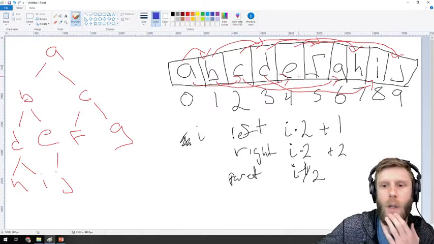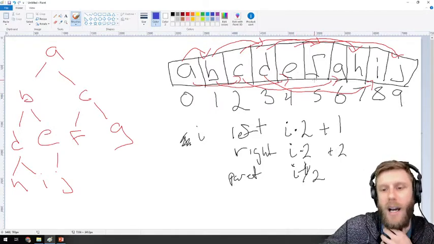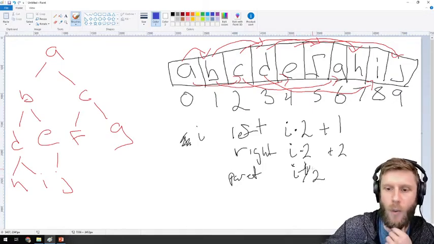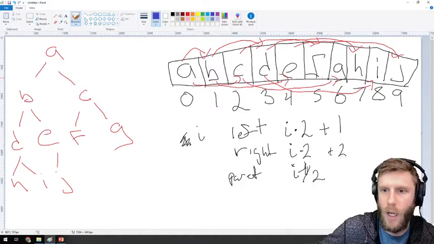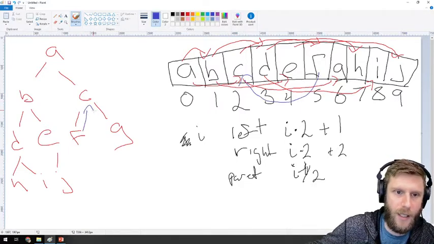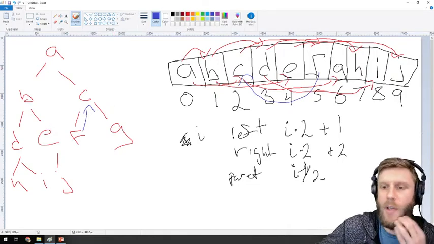Well, first let's do 5. Okay, if I want to know 5's parent, well, what's the rule? Do 5 minus 1, which is 4, divided by 2, well, that's 2. So F, your parent should be C. Is that correct? Yes, it is. Awesome.